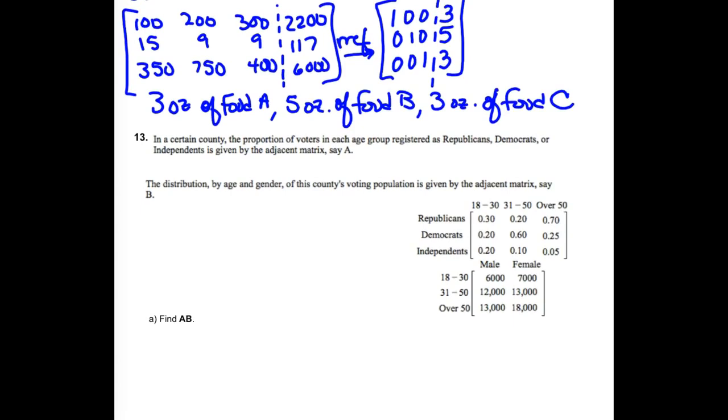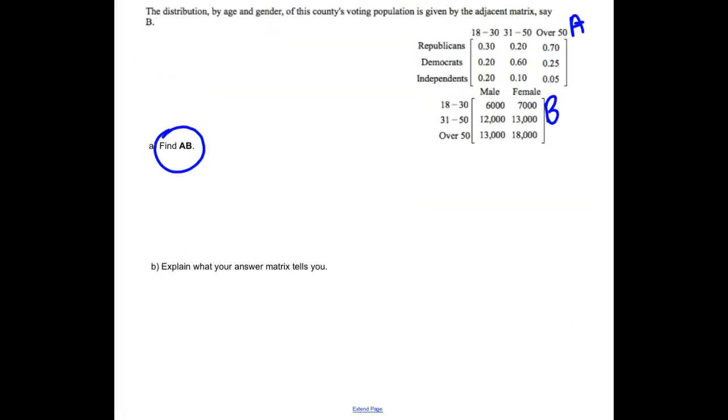Our last question says, in a certain country, the proportion of voters in each age group registered as Republicans, Democrats, or Independents is given by the adjacent matrix. We're going to call this matrix A. Okay. Then it says the distribution by age and gender of this country's voting population is given by this matrix. Okay. It is asking you to find A times B. So could you enter these 2 matrices in your calculator and multiply them? Yes. All right. When you do that, this is what we end up with.